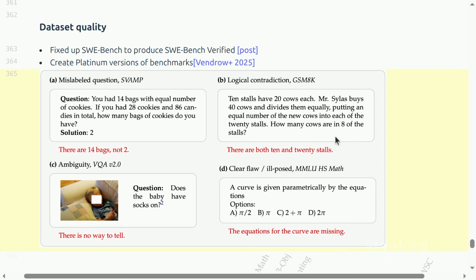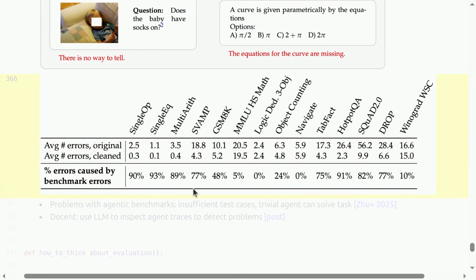where people have gone and done a more careful audit and realized that, wait a minute, something's broken around this question. Like this one: there's no curve given in this text, so you can't answer this question. Does the baby have socks on? No, there's no way to tell.